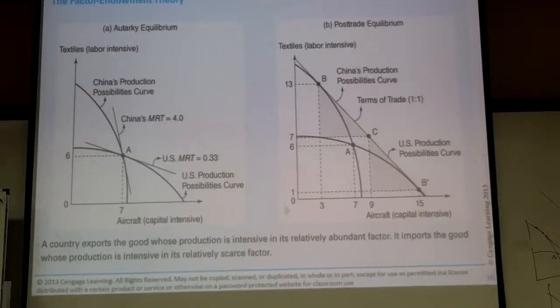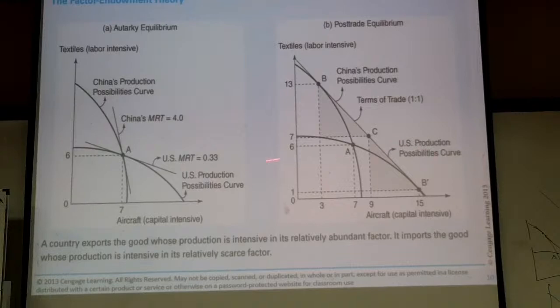For China, produces 13 but consume only 7. So how many? 6 is exported to United States. So this is the trade triangle for China. So we finish for that one.